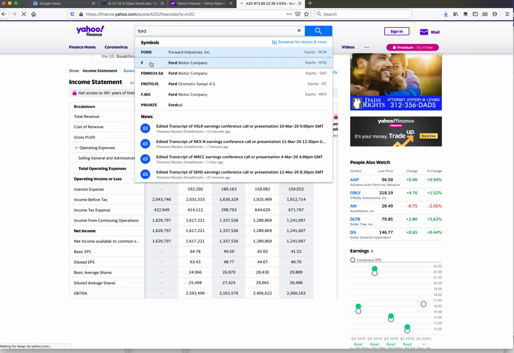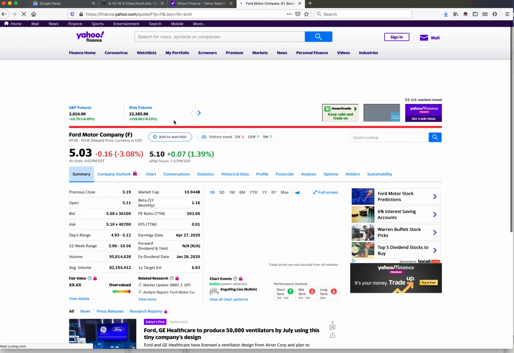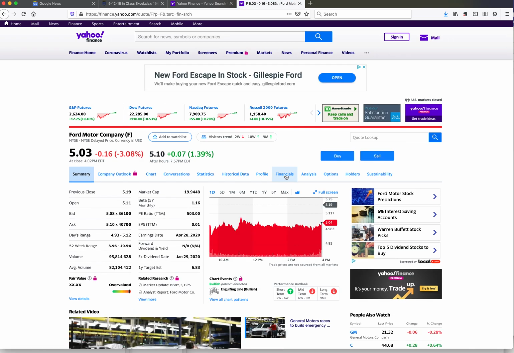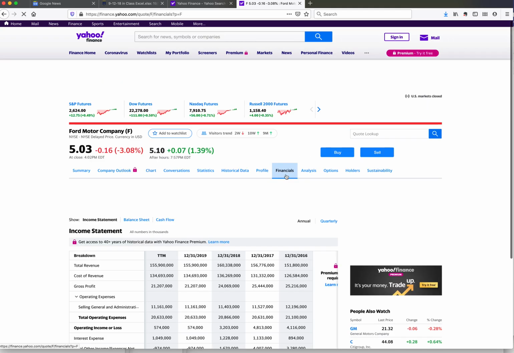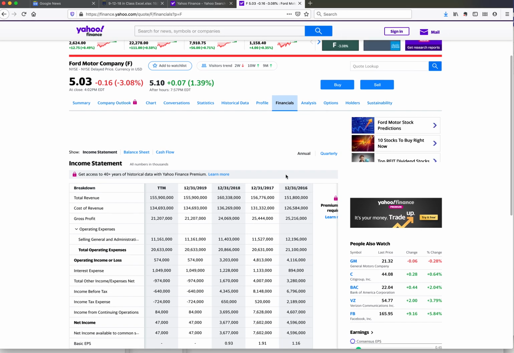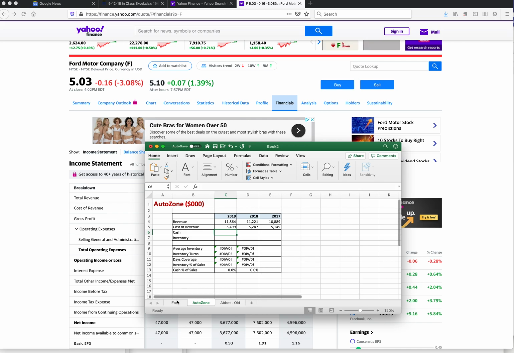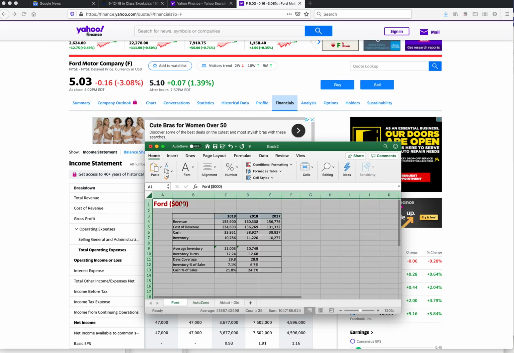And I want to go back and look at Ford. Let's look at their financials. Yeah, I think I was looking at millions. So I may have to go back and put it in millions. That's the problem with doing this. If you're not careful, you can misrepresent things. So it's not thousands. Now we're talking millions.